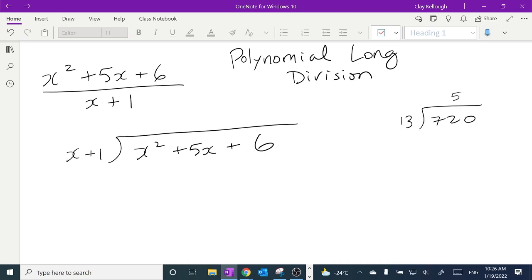And there's people probably already going, well, this is totally different than that because this has a bunch of adds in it. What, I can't express 720 as 700 plus 20? Of course, it's still the same idea. So once again, what would I have to times x by to get as close as possible to x squared? I'd have to times it by x.